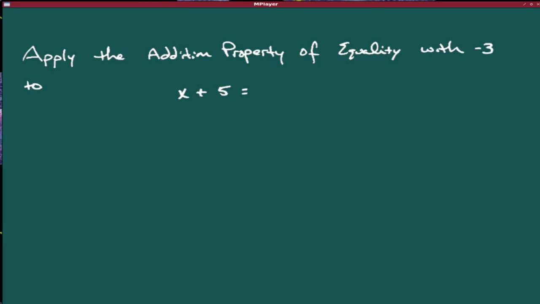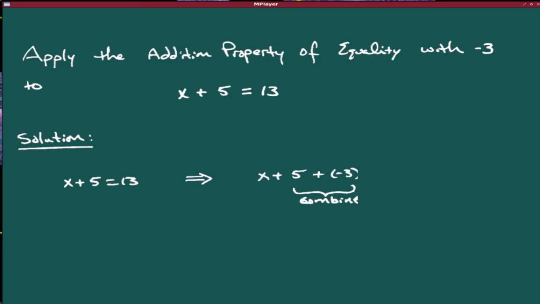All right, so now let's again apply the addition property of equality. And we want to use -3 this time. And what we want to apply it to is x plus 5 is equal to 13. So let's see what the solution to that's going to look like. Well, we start off with our initial expression, so that's going to be our x plus 5 is equal to 13. So if this is true, then we know something else is going to be true: if we add on -3 to both sides, it maintains the equality.